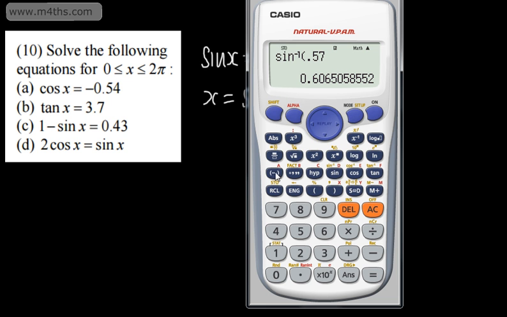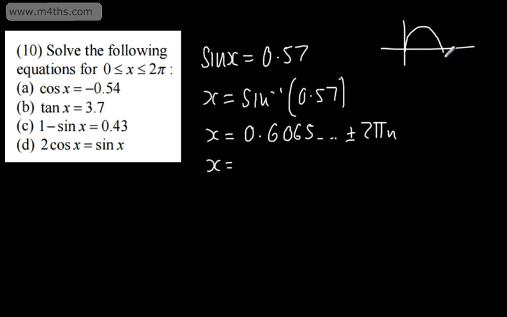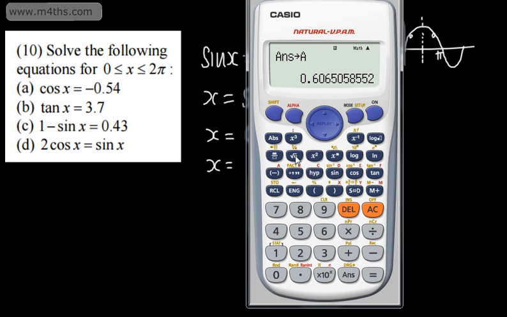Again, don't need to store this. So x is equal to 0.6065 plus or minus multiples of 2 pi. And then x is going to be equal to pi minus this quantity. Remember, sine curve, if we've got one just here, then we've got the same distance back from pi. It's symmetric about this point. So that's 0, that's pi. So what we've got then, that's stored in as the answer.